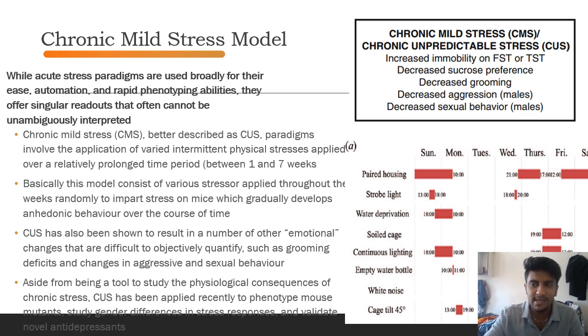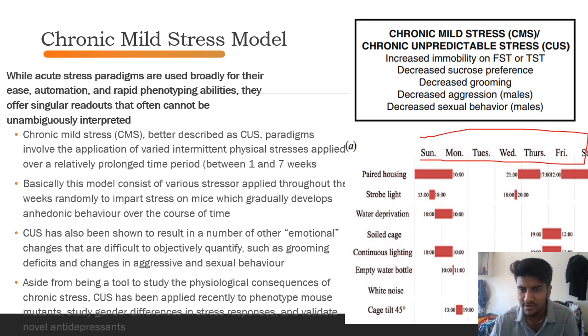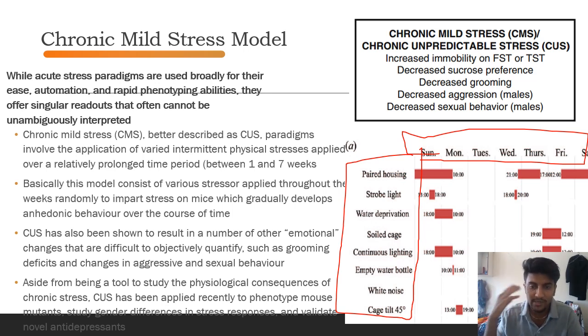Next up, we have the chronic mild stress model, right? So the chronic mild stress model is again a very widely used model. Here you can see how they have taken different parameters day-wise, different factors: cage tilting, position of the cage, noise, water bottle, lighting. If the lighting is bad, there will be some disturbance. Then there is water deprivation, then there is the paired housing test, all of them that I mentioned previously.